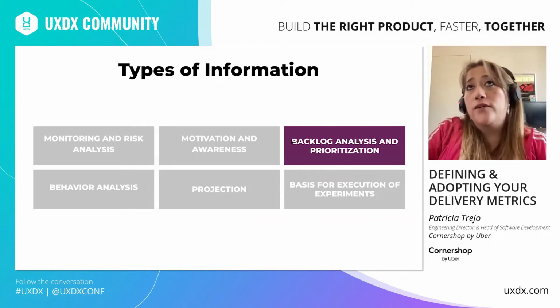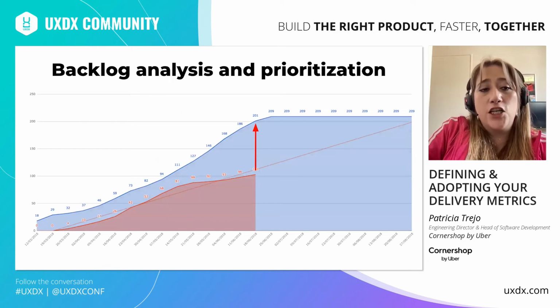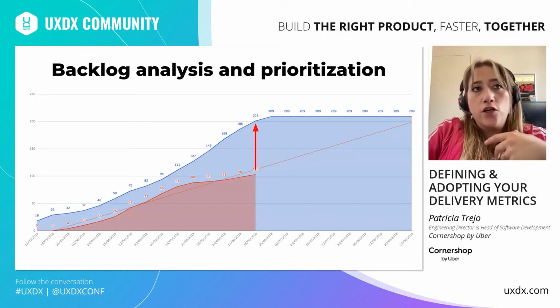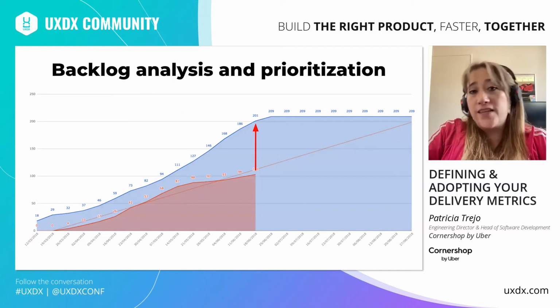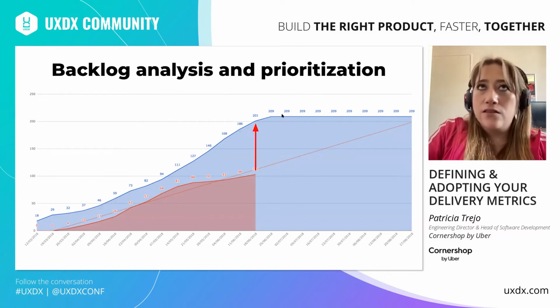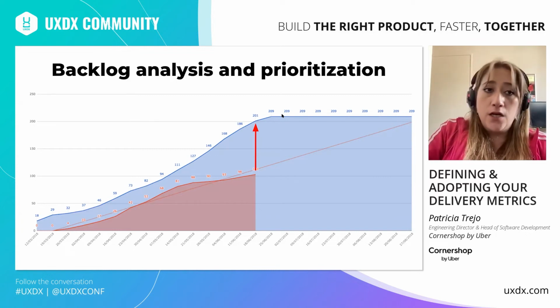And then the third one is backlog analysis and prioritization. In this case, this is a new chart, a new graph I'm presenting here. This graph is called burnup. It shows in a cumulative way the delivery of cards by the team and the cumulative growth of the backlog. Okay, this is the delivery, the red curve, and the backlog is the blue one. So it is necessary that we are constantly monitoring the behavior of the delivery by the team versus the growth of the backlog.